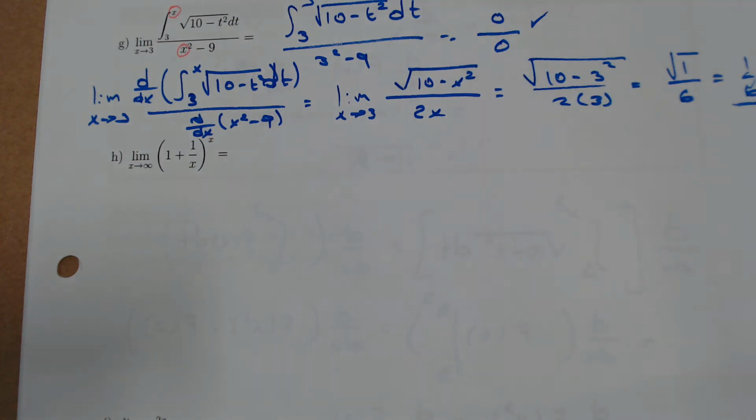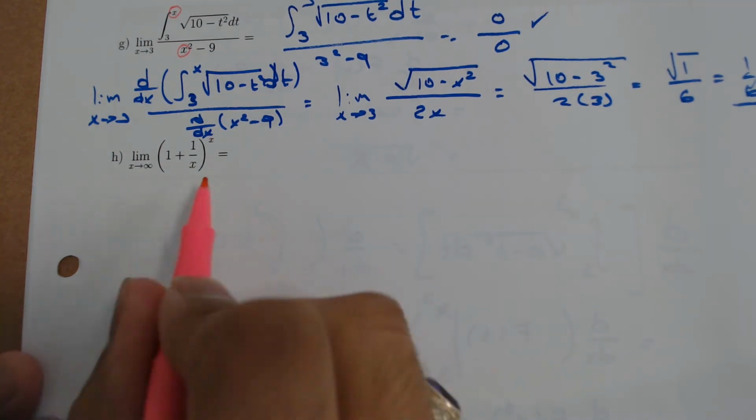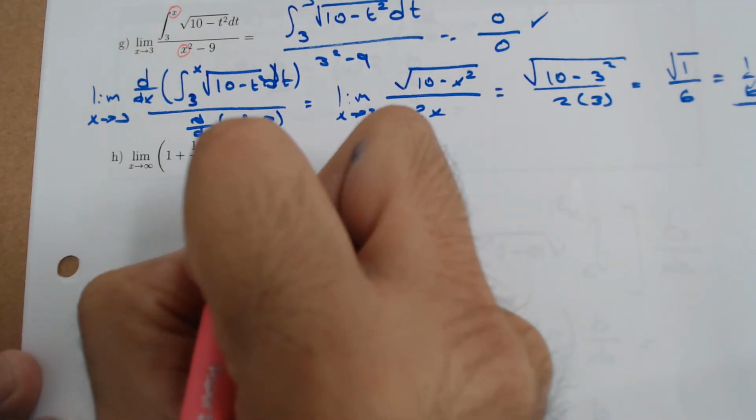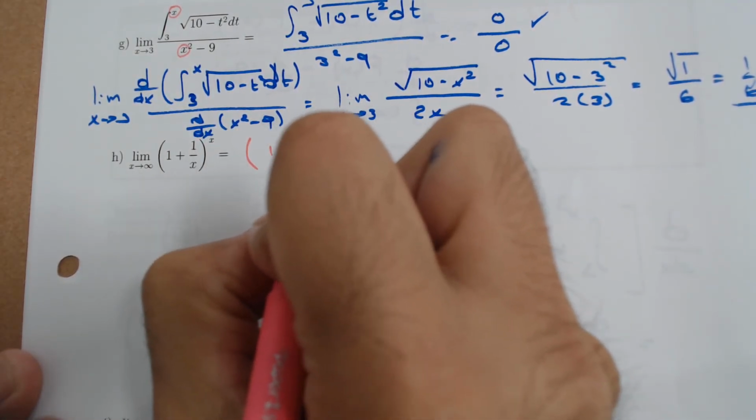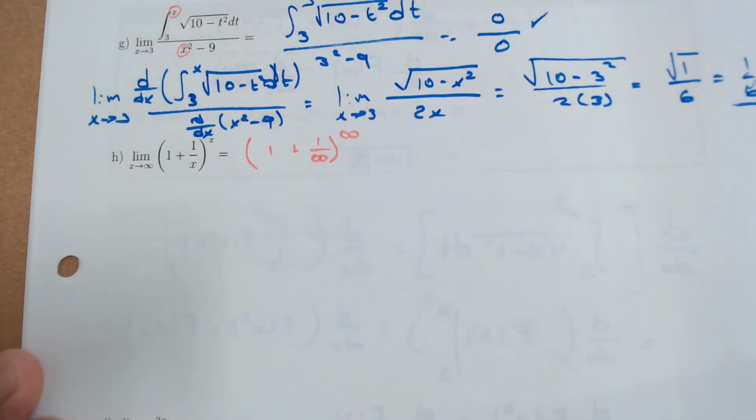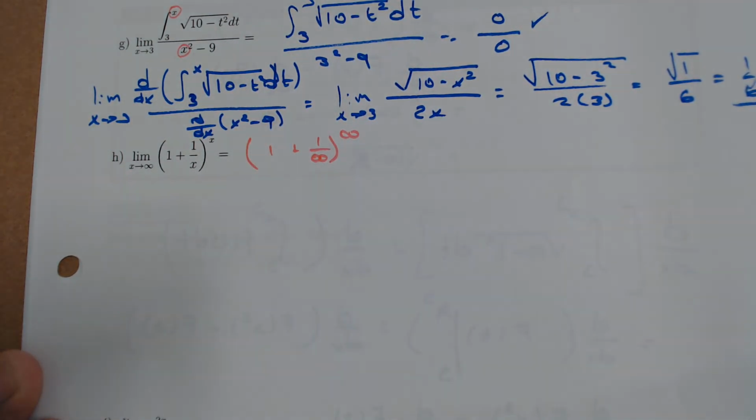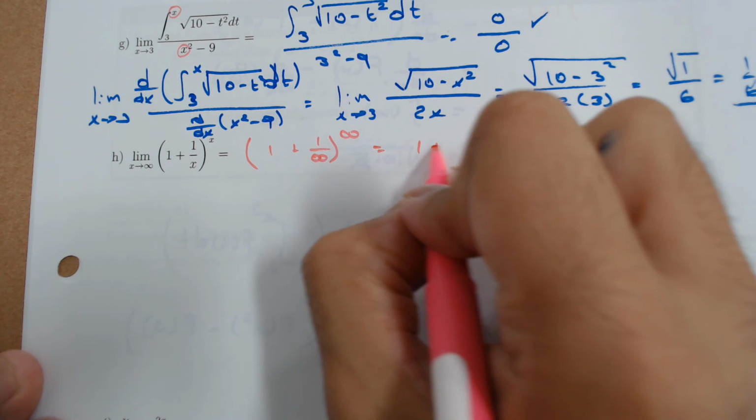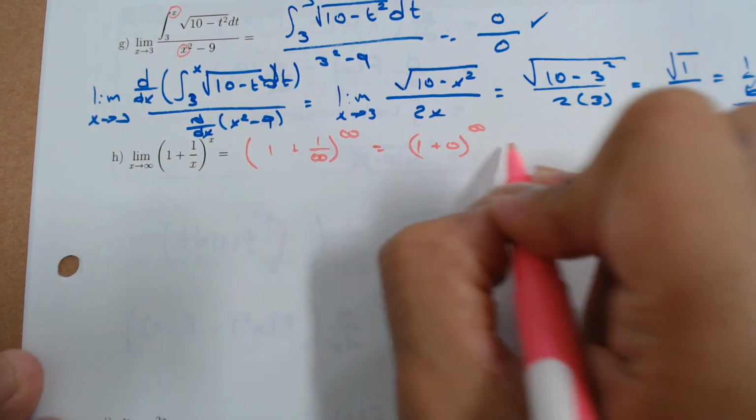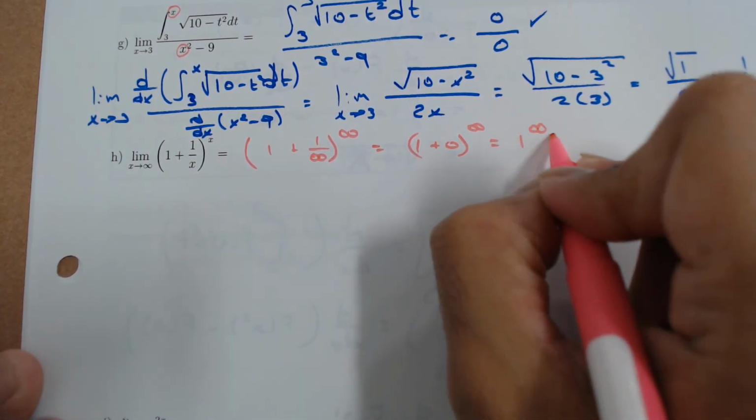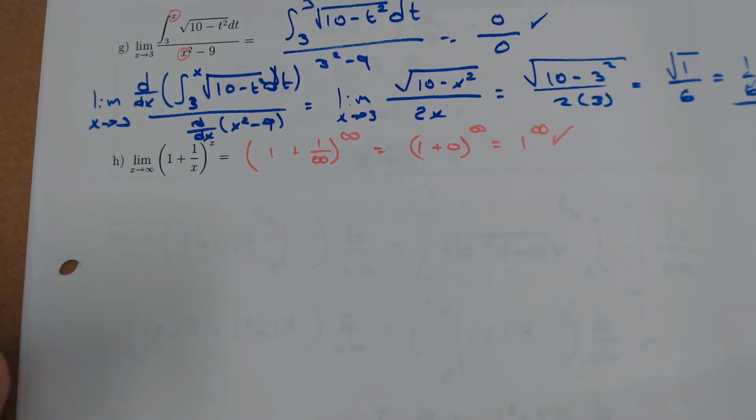So, number one, let's see which indeterminate form it is. What do we have? That's 1 plus 1 over infinity raised to the infinity power. So that's 1 plus 1 over infinity, which is 0, raised to the infinity, which is 1 to the infinity, which is good, because that's one of the indeterminate forms.